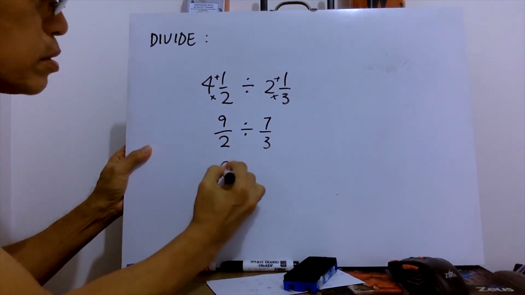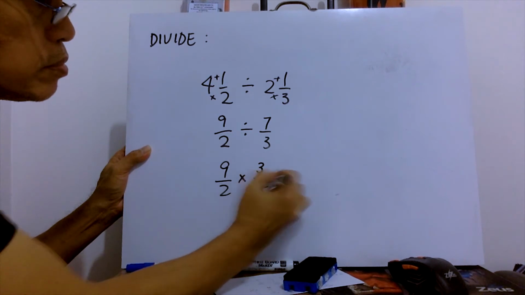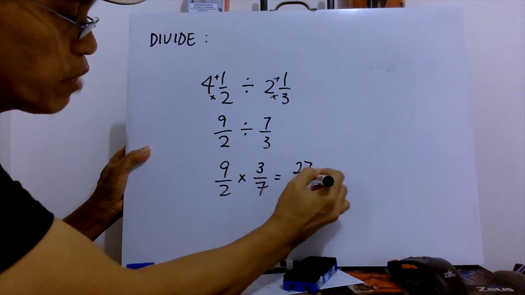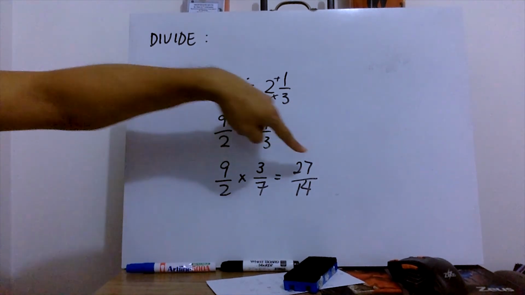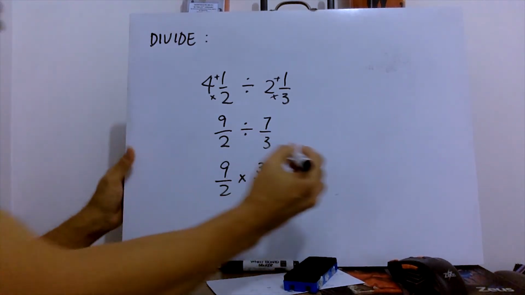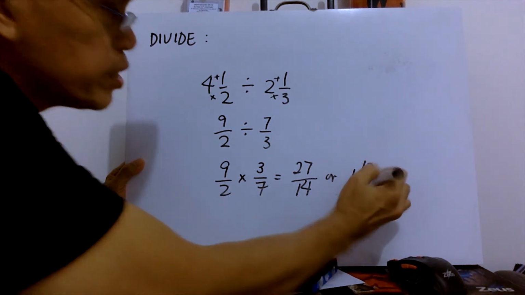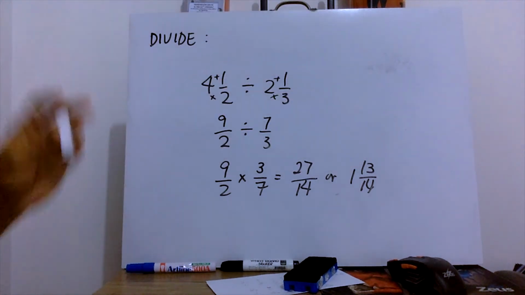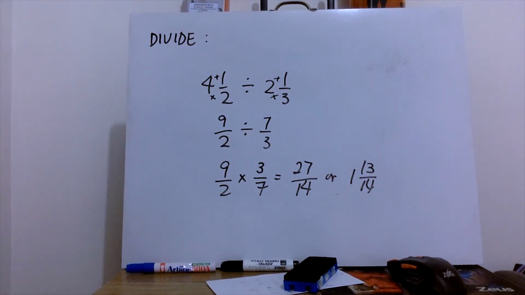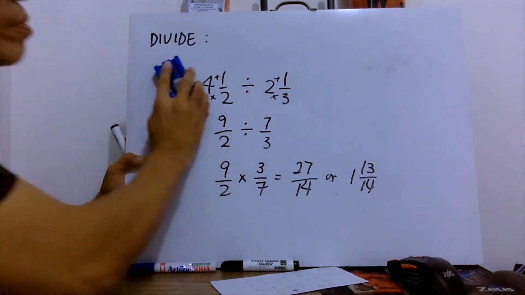Then we change this to times reciprocal. So the answer is 27 over 14. All right. Yep. Or 1 and 13 over 14. Check again. 14 times 1 is 14 plus 13, 27. I think that's correct. It's so easy to divide, no? Okay.